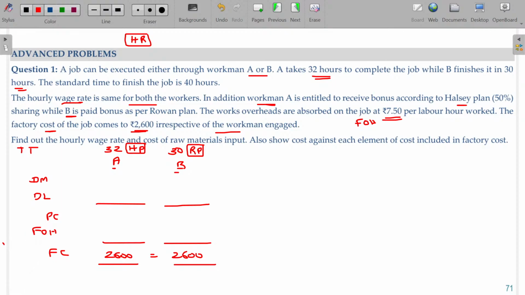Factory overhead is the time taken into 7 rupees 50 paise per hour. Time taken being 32 into 7.5, what's the value? 240. And for B, 30 into 7.5, 225. Clear?